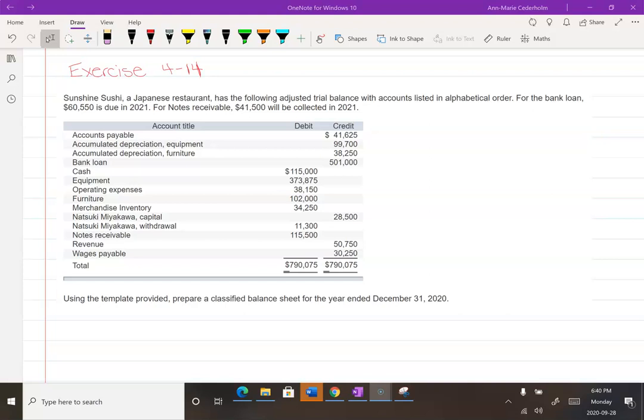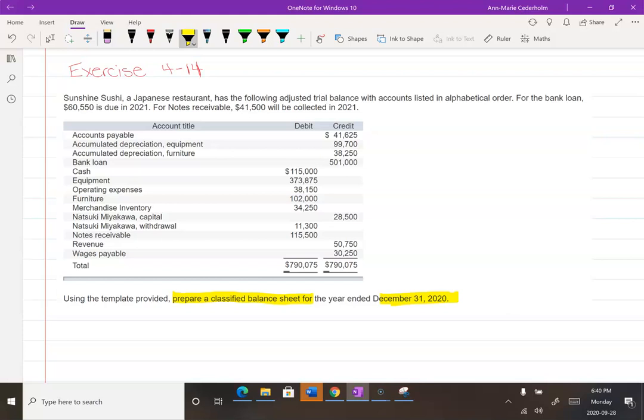In exercise 4-14, what we're going to do is prepare a classified balance sheet. And this is as at December 31st, 2020. So my first step when preparing the classified balance sheet is to identify my current assets. So the current assets is basically anything that can convert into cash within the first year.